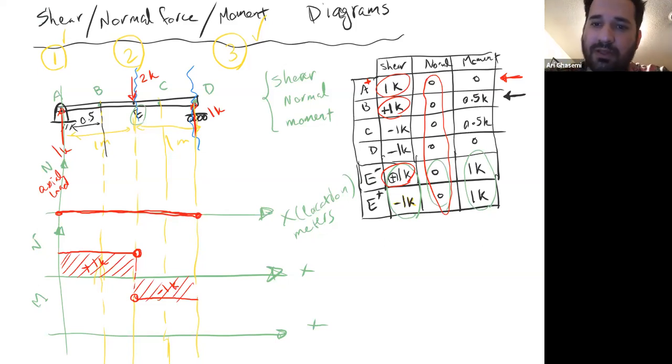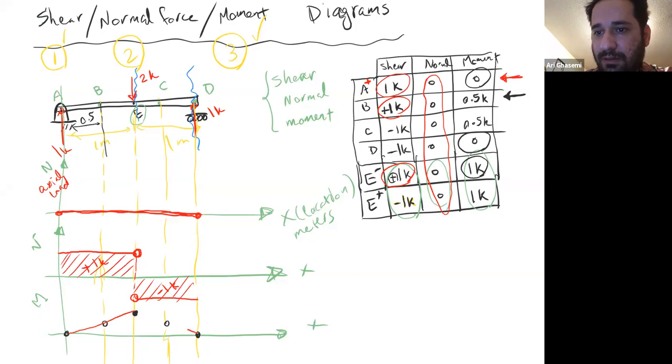At A, my moment is 0. Look at the table. Moment at A is 0. What's the moment at point B? 0.5. What's the moment at point E? Positive 1K, at E minus. What about E plus? It's still positive 1K. So I'm right here. Then you go to point C, 0.5. And then you go to point D, where the moment is 0. I'm circling it. There you go. Then connect these dots together, and you get this diagram. That's your moment diagram. It's like a triangle.